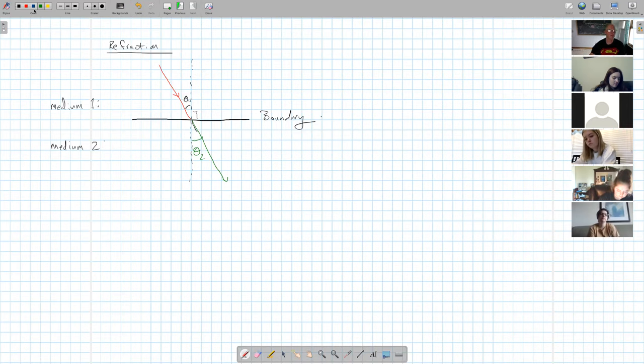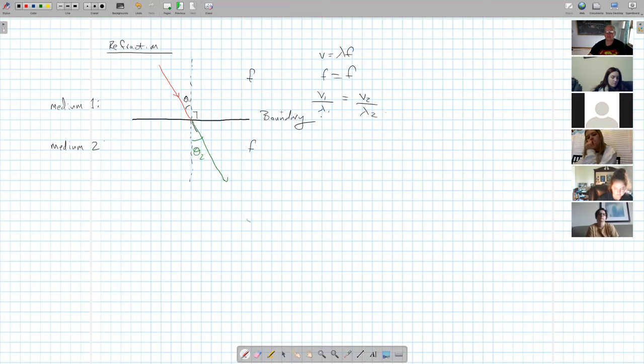Remember, when a wave passes through some sort of boundary, the frequency stays the same. So whatever frequency the light had in medium one stays exactly the same in medium two. But remember, the velocity, which in this case is the speed of light, is equal to the wavelength times the frequency. Since the frequency is the same, the velocity at which it's traveling in medium one is going to be different, and the wavelength in medium one will be different than in medium two.